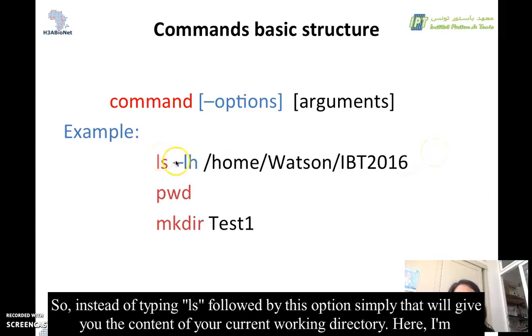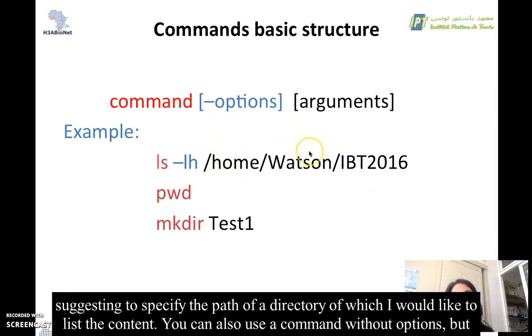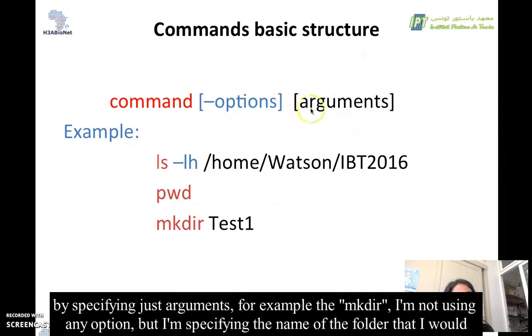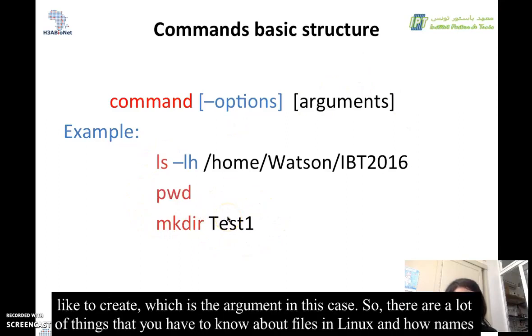So instead of typing ls followed by this option simply, that will give you the content of your current working directory. Here I'm suggesting to specify the path of a directory of which I would like to list the content. You can also use a command without options, but by specifying just arguments. Here, for example, the mkdir, I'm not using any option, but I'm specifying the name of a folder that I would like to create, which is the argument in this case.